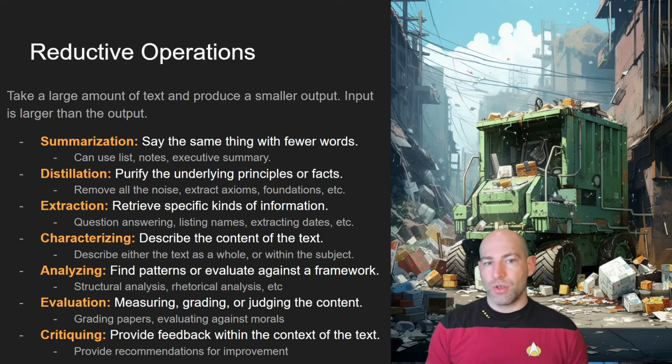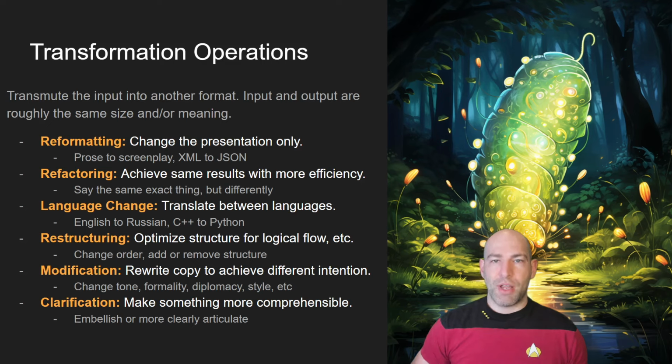There's evaluations. So evaluations are measuring, grading, or judging the content. There's several kinds of evaluations. Say, for instance, you have a rubric, and you say, "Hey, grade this essay based on this rubric." Plenty of people have discovered that out there. You can also evaluate against moral frameworks. So you can say, is this aligned with Plato's, or is this aligned with Kantian logic or whatever? It knows those things. And then finally, critiquing. So critiquing is providing critical feedback and recommendations to improve something. So that's reductive operations.